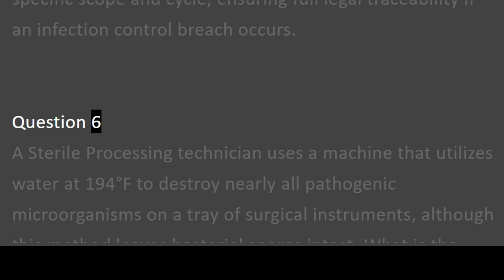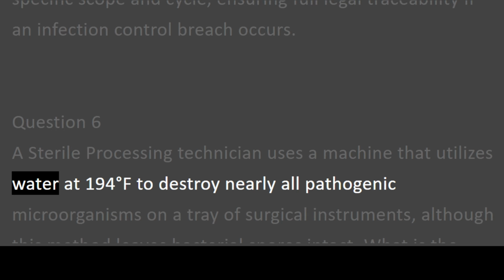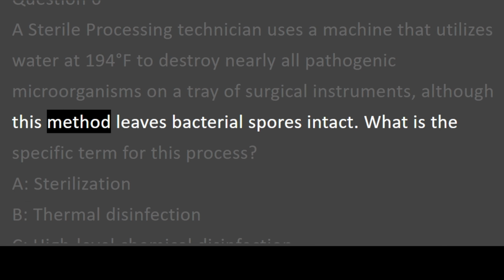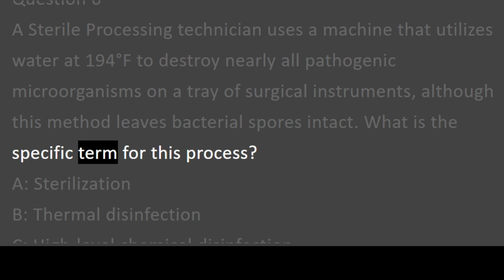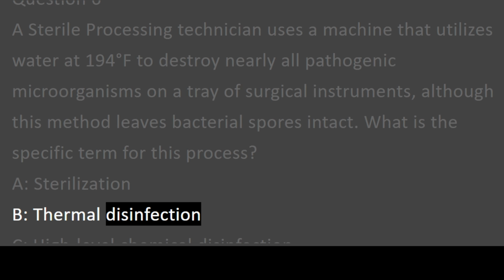Question 6. A sterile processing technician uses a machine that utilizes water at 194 degrees Fahrenheit to destroy nearly all pathogenic microorganisms on a tray of surgical instruments, although this method leaves bacterial spores intact. What is the specific term for this process? A. Sterilization. B. Thermal disinfection.